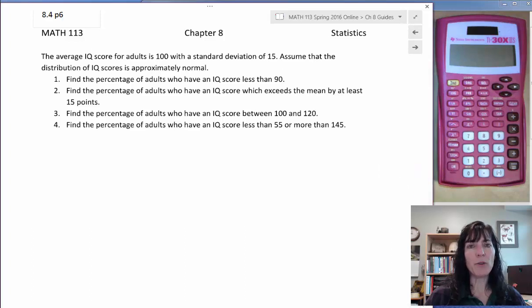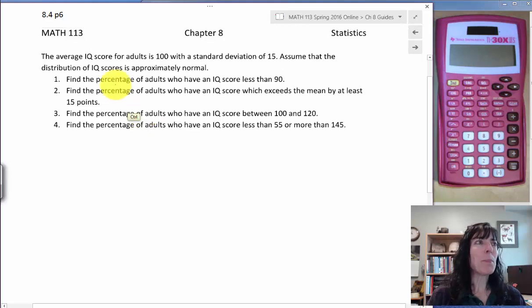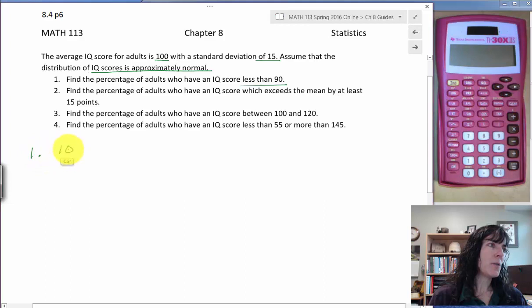Here's a problem you can try if you're ready, or you can just watch on and see how Mrs. Brown does it. The average IQ score for adults is 100 with a standard deviation of 15. And that's actually true. Assume the distribution of IQ scores is approximately normal. And that's also something that is true. We assume that. Find the percentage of adults who have an IQ score less than 90. So number one, IQ less than 90.